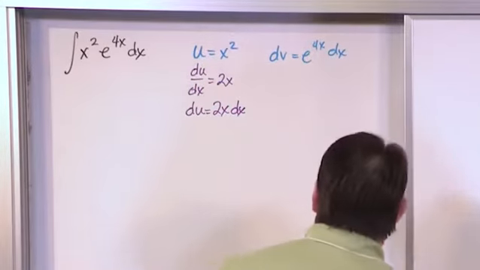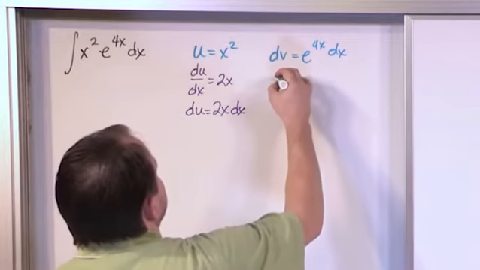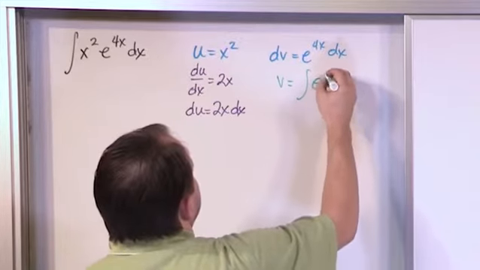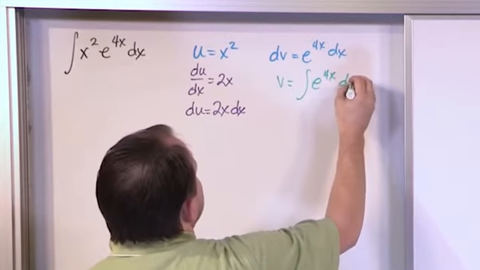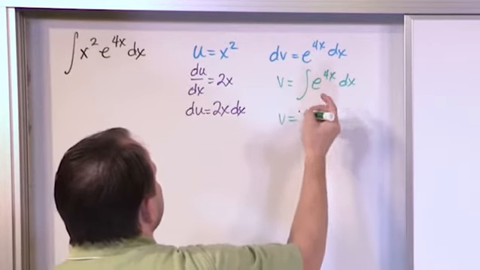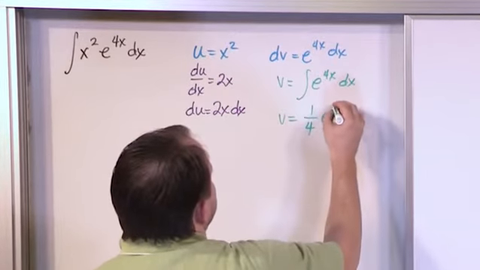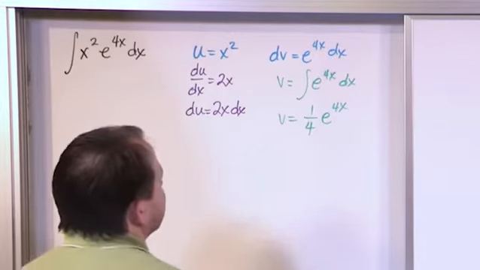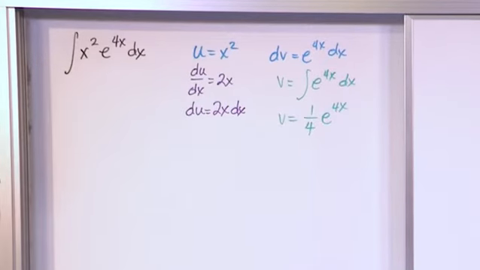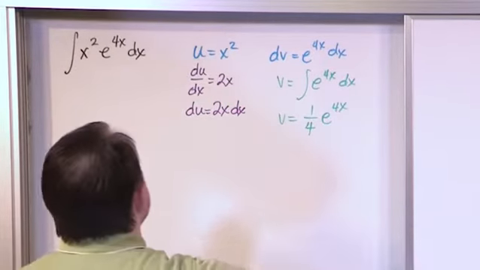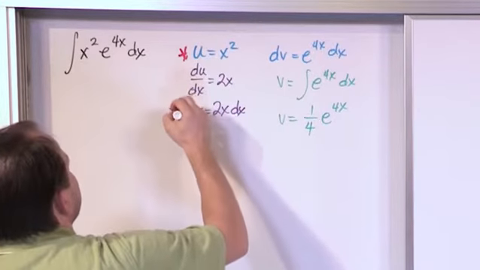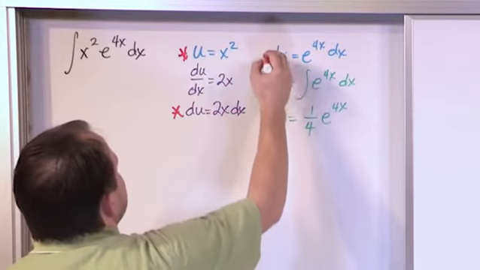And then to find v, we take the integral of e to the 4x dx. We've done these so many times, it's probably good for you to remember: it's 1 over the derivative of the exponent times e to the 4x, because that's indestructible. It doesn't really go away when you integrate it. And so we have everything we need to solve this problem: we have du, we have v, and we have dv.